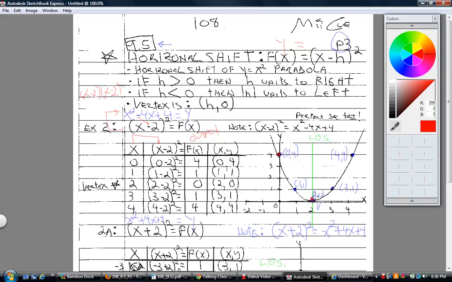Okay, put a 4 in. 4 minus 2 is what? A positive 2. 2 squared is 4. Look at the pairings. Study these.